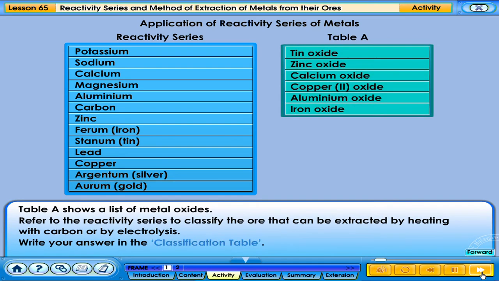Table A shows a list of metal oxides. Refer to the reactivity series to classify the ore that can be extracted by heating with carbon or by electrolysis. Write your answer in the classification table.